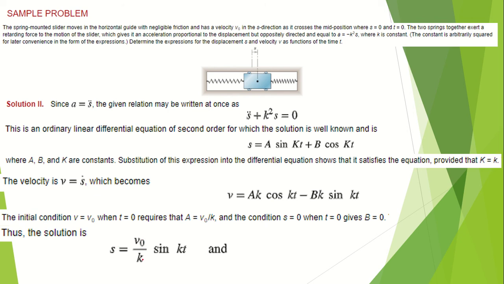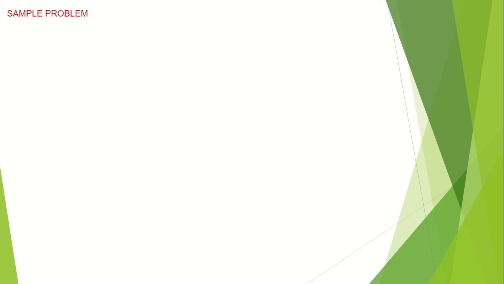So therefore, the solution from our differential equation is s equal to v sub 0 divided by k times sine kt. Okay, when you differentiate this with respect to t, we get v equal to v sub 0 cosine kt, similar to the first solution.